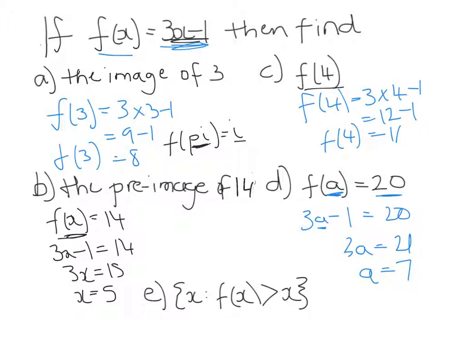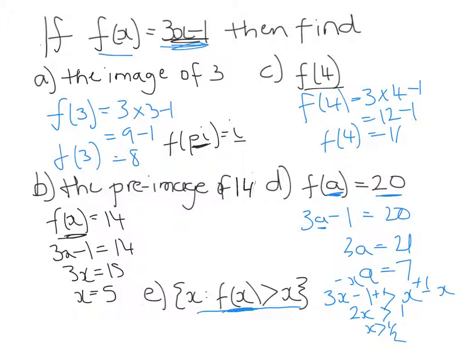Now what happens if we have this one here, e? Okay, well, whereabouts is f of x greater than x? Well, in place of f of x, that's equal to 3x minus 1 is greater than x, and if we take away x from both sides and add 1 onto each side, we'd get 2x is greater than 1, which means x would have to be greater than 1/2.